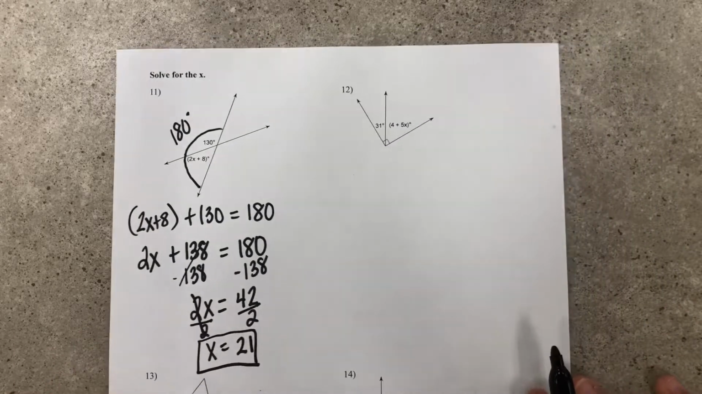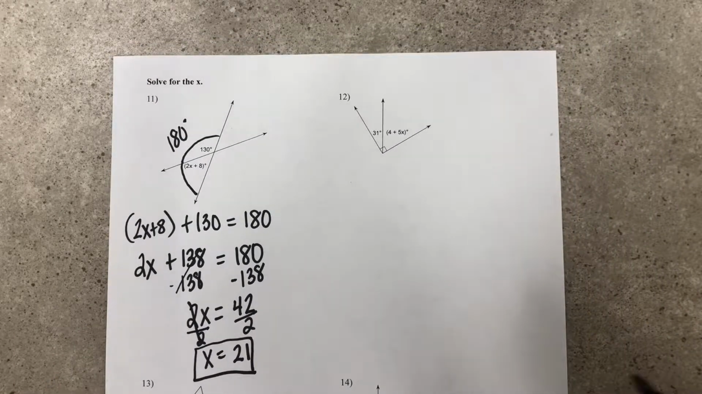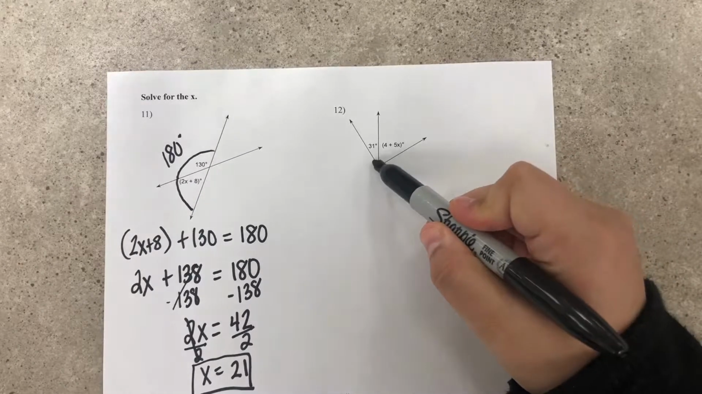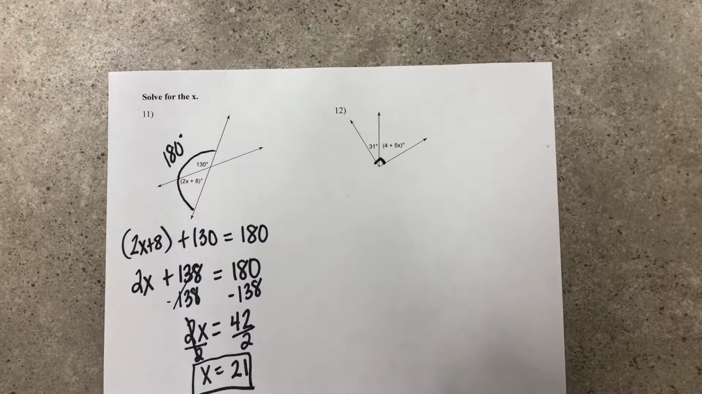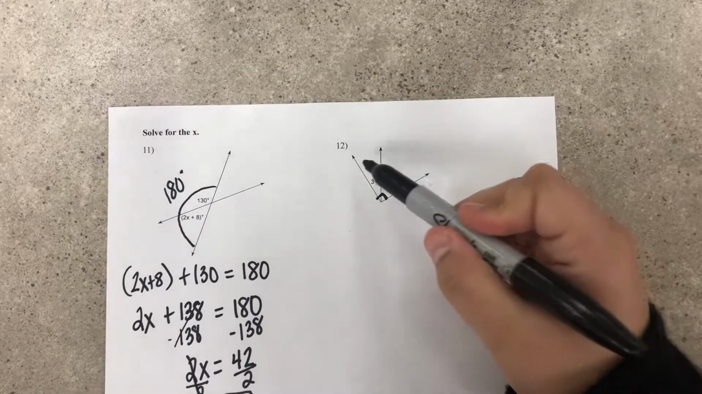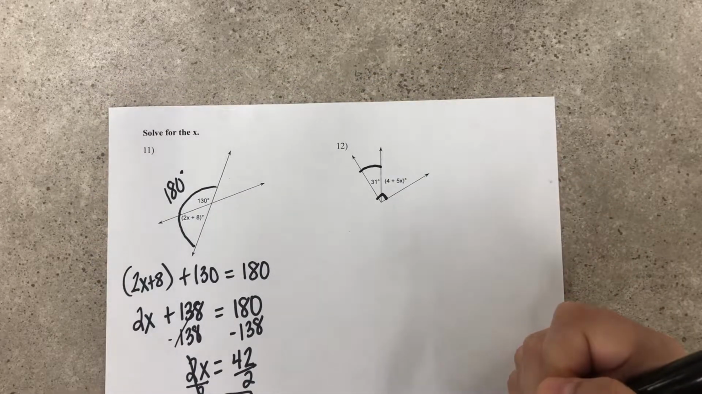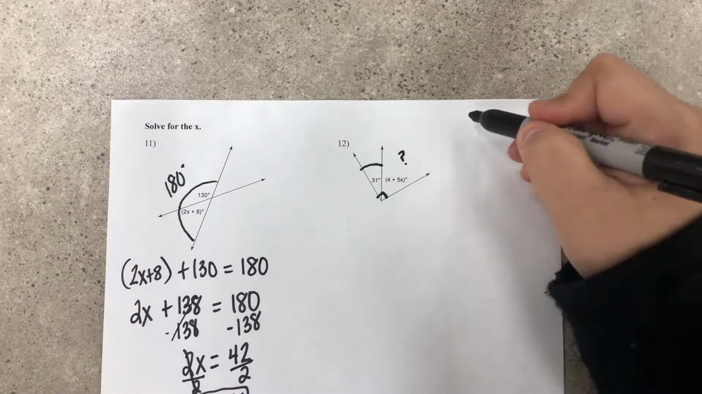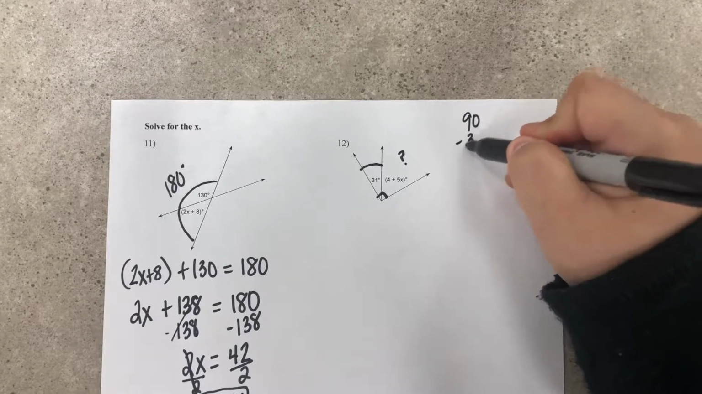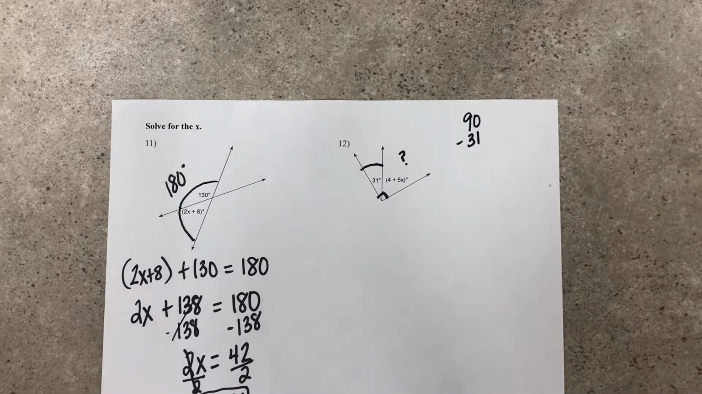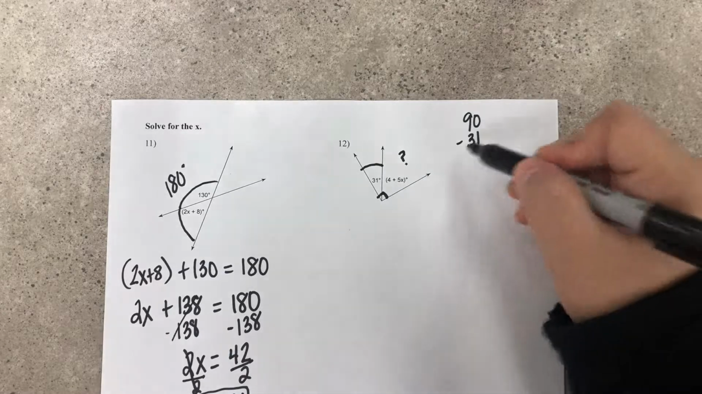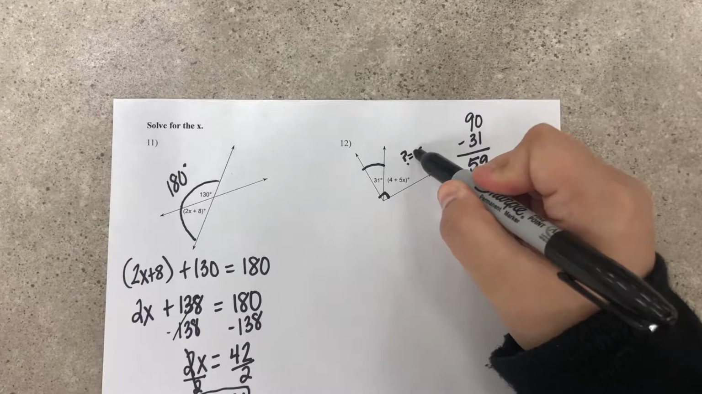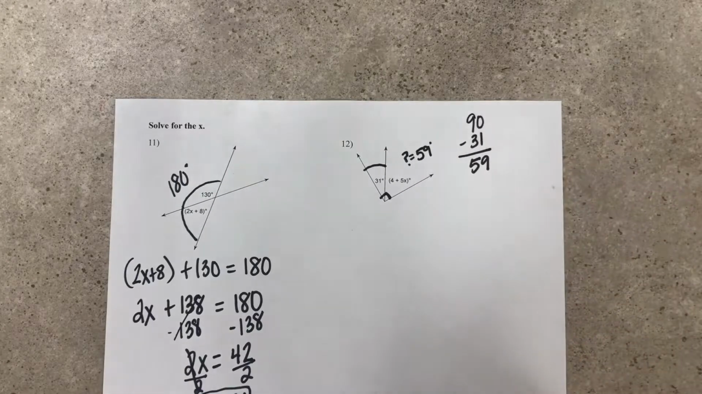So the other way that we could solve these, looking at number 12, we can see that this is a complementary pair of angles, right? They're going to add up to 90 degrees. And if they add up to 90 degrees, and I know that this side is 31, well, that means that this side has to be what? Well, let's do 90 minus 31, and that gives us 59. So I know that this side right here is equal to 59 degrees.